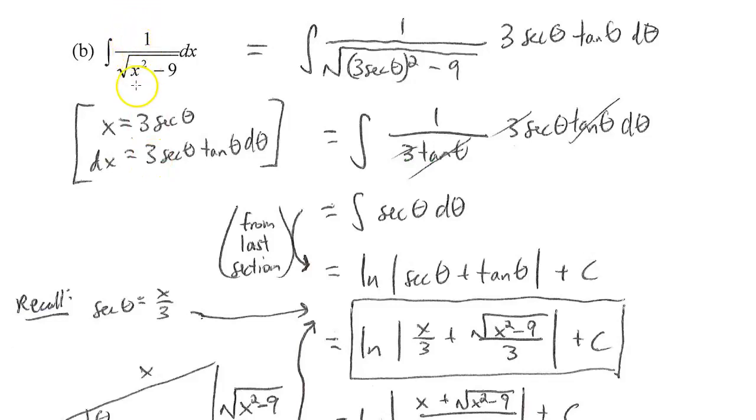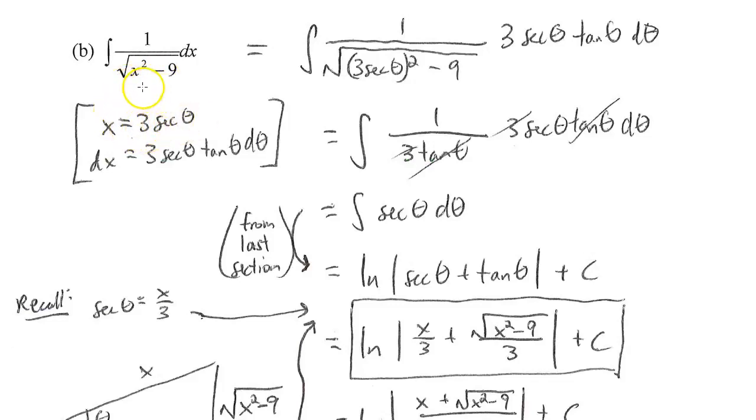Now notice this one, we again have a square root of x squared minus a squared. So we're going to use a secant again for our substitution. If this had been 9 minus x squared, we would use a sine. And if this had been a plus here, we'd use a tangent. But those three are the only ones you're going to use: sine, secant, and tangent. Okay, so we have x equals 3 secant theta.